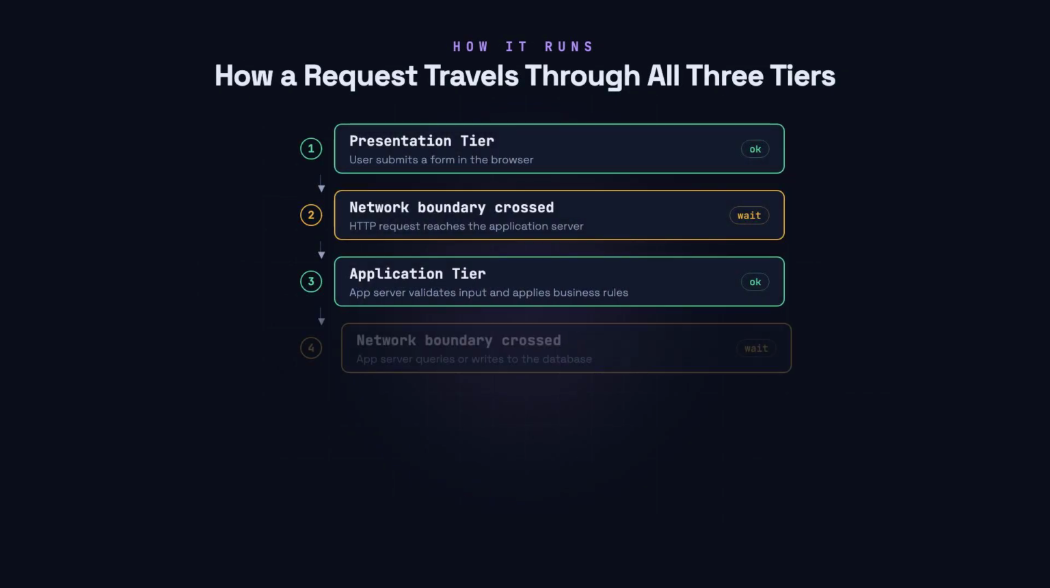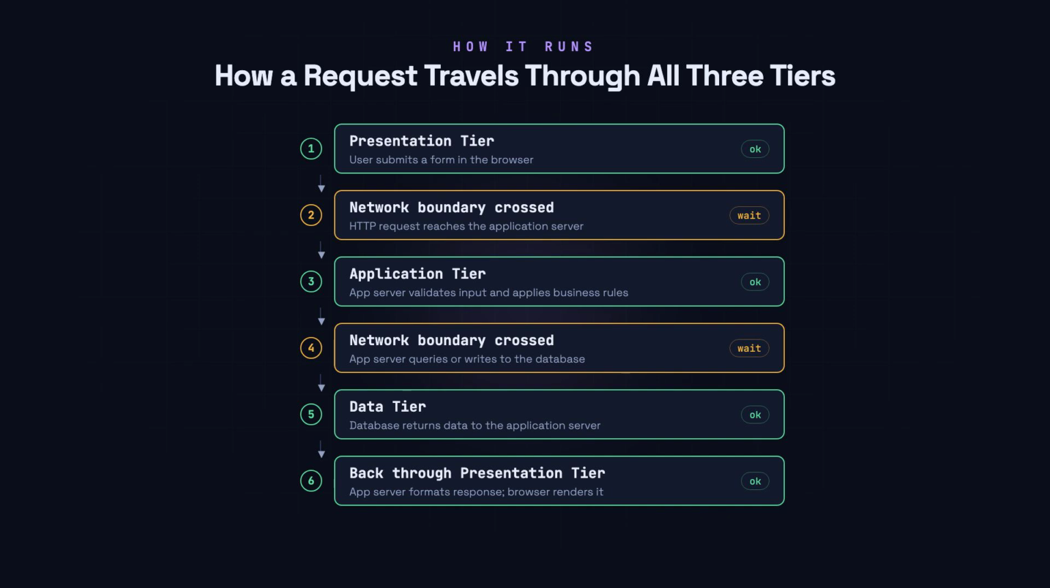Follow a single user action. A customer clicks place order. The browser, the presentation tier, sends that request across the network to the application server. The application tier validates the order, checks inventory, and calculates the total, all the business rules. Only then does it cross a second network boundary to query the database. The database returns raw records, the application tier shapes them into a response, and the browser renders the confirmation page. The client never speaks to the database directly. That is the key consequence of this design.